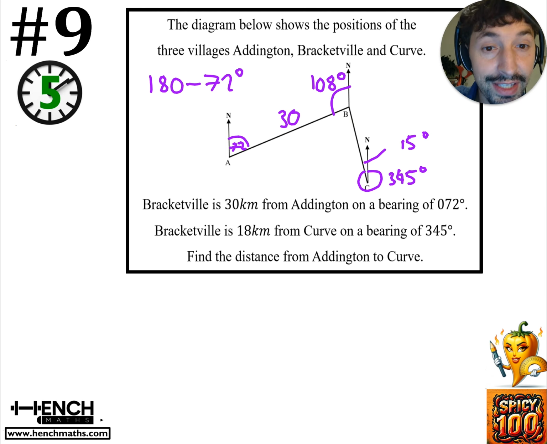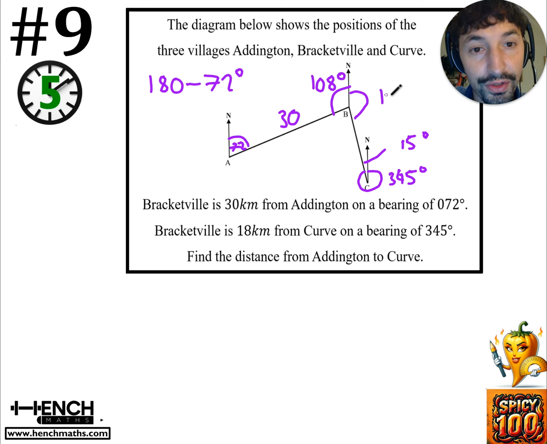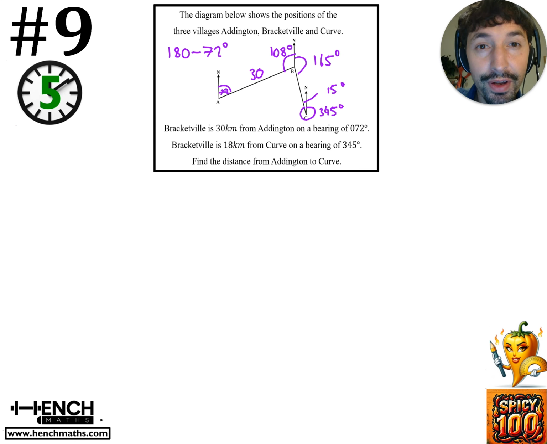degrees. Using the same principle, the angle here is going to be 180 subtract 15 degrees. So that's 180 subtract 15, so that's going to give you 165 degrees. So now we can find angle ABC, because angles around a point will sum to 360 degrees.